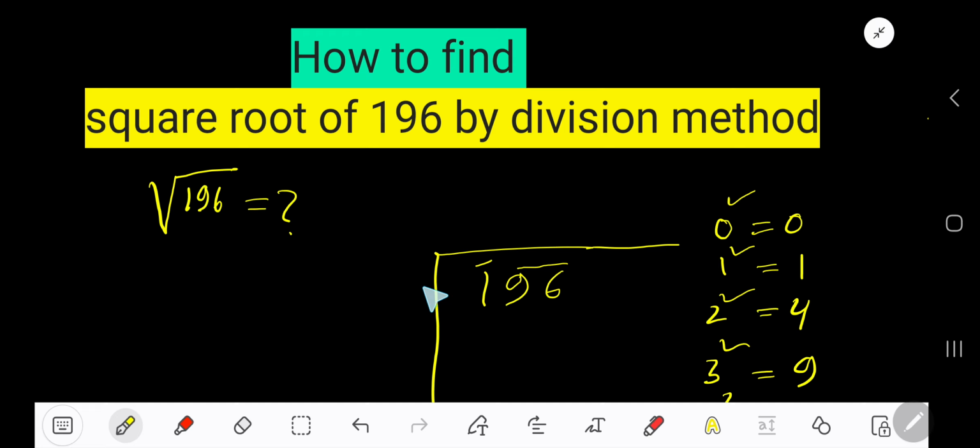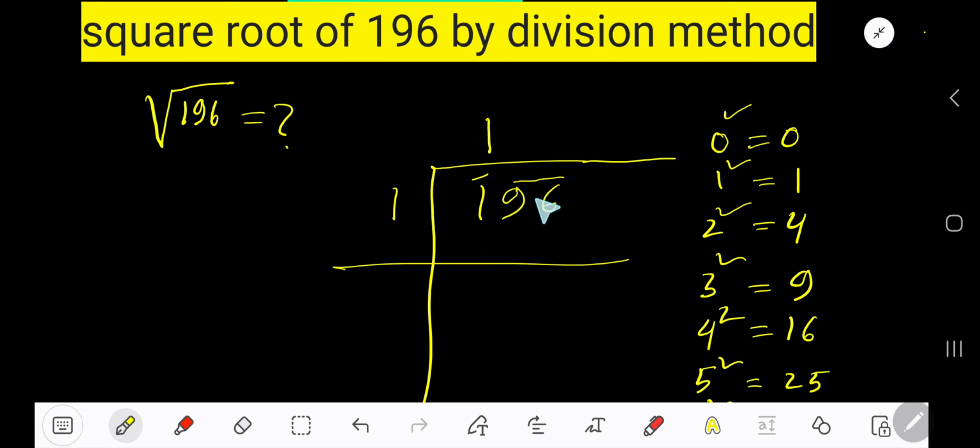Okay, now consider a number whose square will be equal to 1 or nearly less than 1. If you take 1, look, 1 square is equal to 1. So 1 is our correct number. So this 1 must come to the quotient also. Now 1 times 1 is 1, subtract, 0.